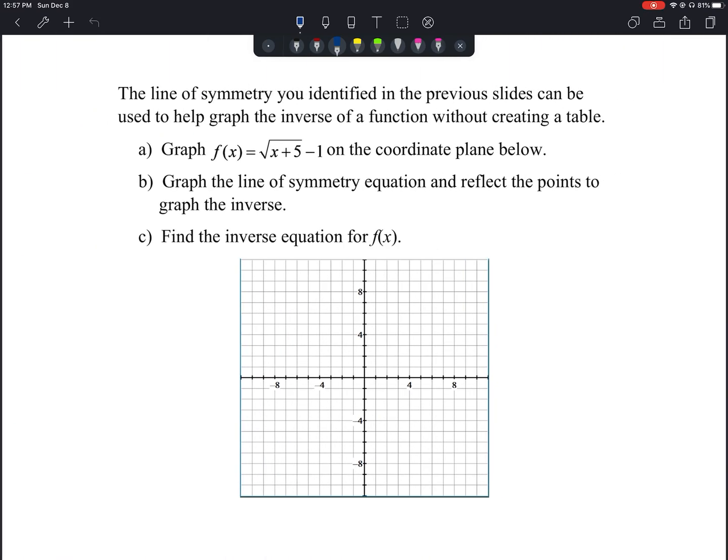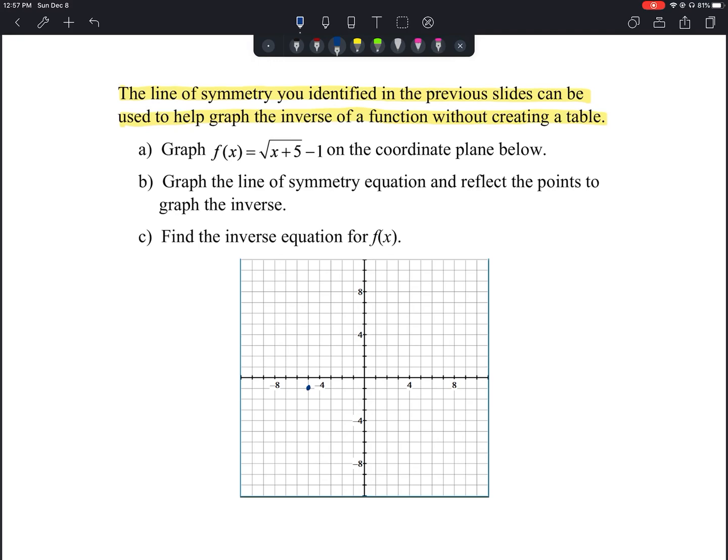So we've got a couple quick other kinds of examples here I want you to see. This one says, the line of symmetry you identified in the previous slides can be used to help graph the inverse of a function without creating a table. So we're going to graph this function. F of x is equal to the square root of x plus 5 minus 1. Okay, our locator point should be at -5, -1.